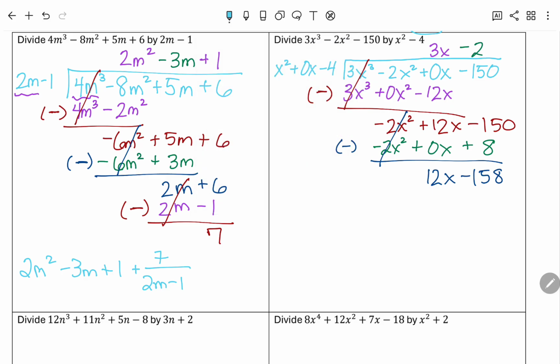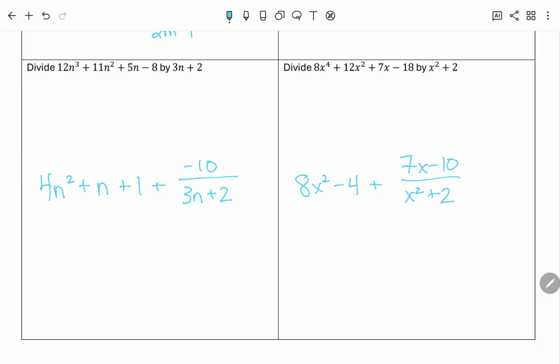So writing my answer, I take from the top to get the quotient 3x minus 2. This represents my remainder. And so I'm going to say plus. This goes in the numerator over x squared minus 4. There we go. All right, your turn. And checking those final two answers.